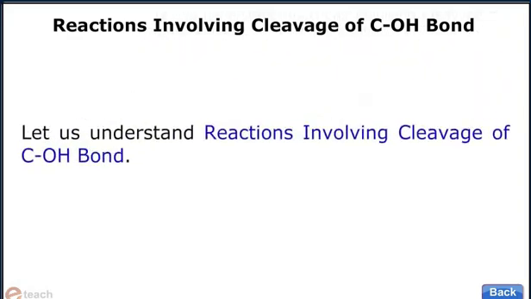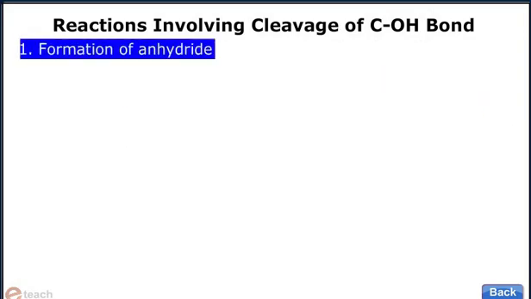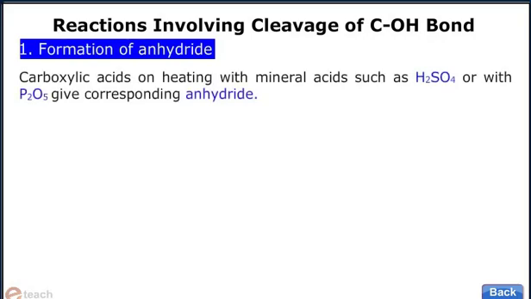Reactions involving cleavage of C-OH bond. Let us now understand reaction involving cleavage of C-OH bond. The first one is formation of anhydride. Carboxylic acid on heating with mineral acids such as H2SO4 or with P2O5 gives the corresponding anhydride.